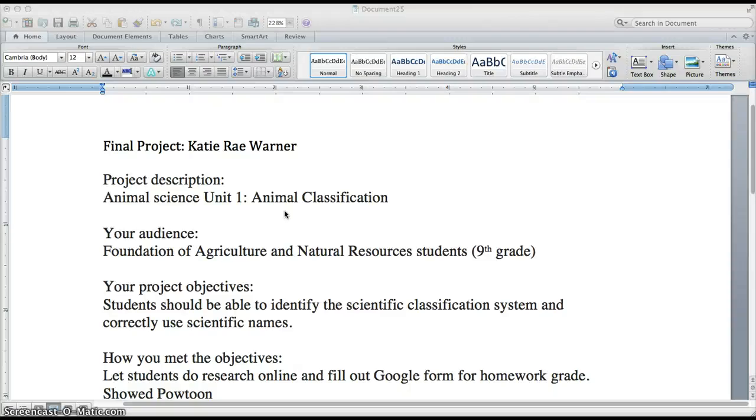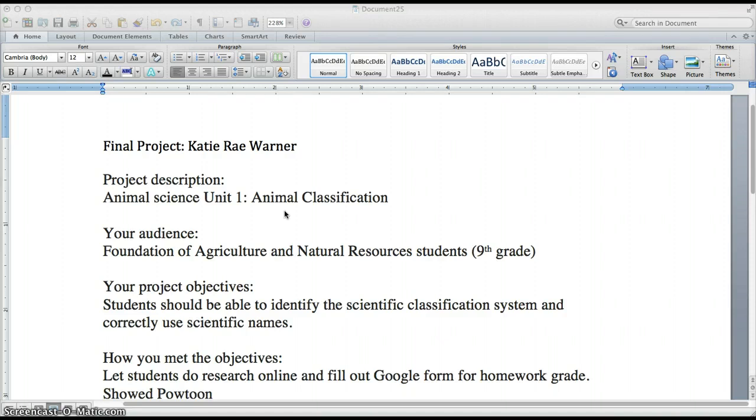So the goal that I wanted to accomplish was to help students identify scientific classification systems and to use scientific names correctly. Even though they do learn it, they also forget it and don't use it correctly. I give them a large project that allows them to practice that, but before I give them that project, I teach them about it.